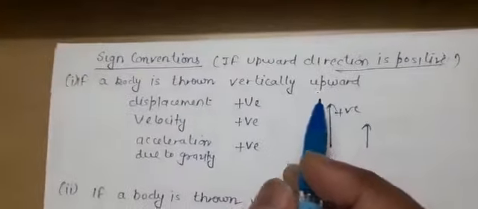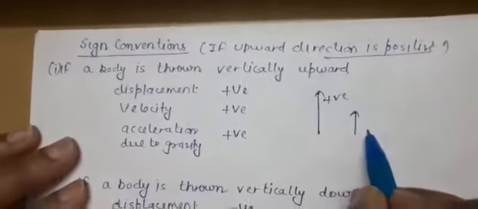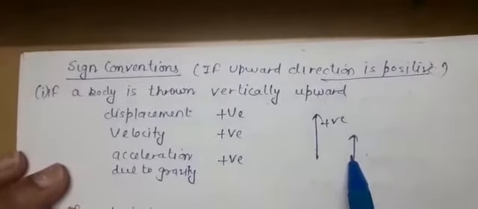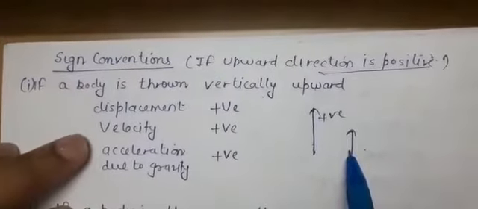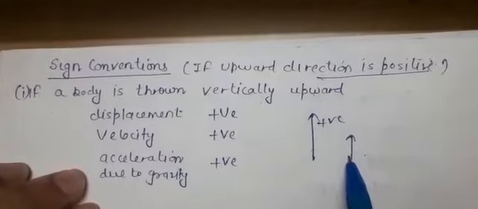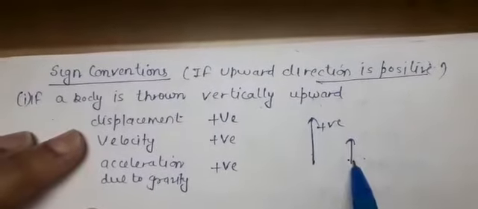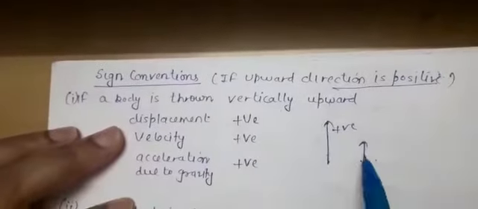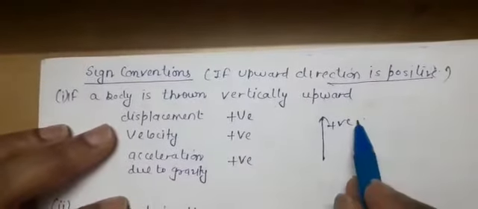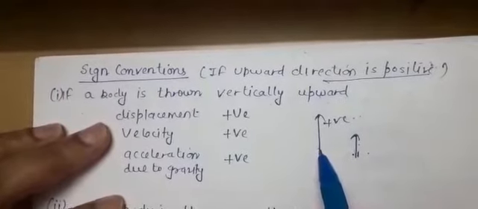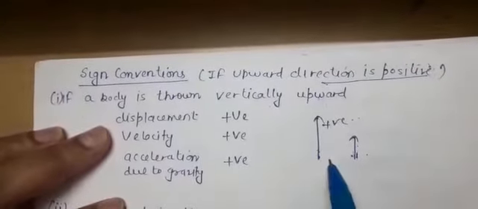Body is thrown vertically upward. So in that case the body is thrown vertically upward. Now these are parallel. So if we have to find the sign of displacement, velocity and acceleration due to gravity, in that particular case, basically the body is moving, covering a distance in the upward direction. So displacement will be positive because it is parallel to the convention we have chosen, that is upward direction to be positive.